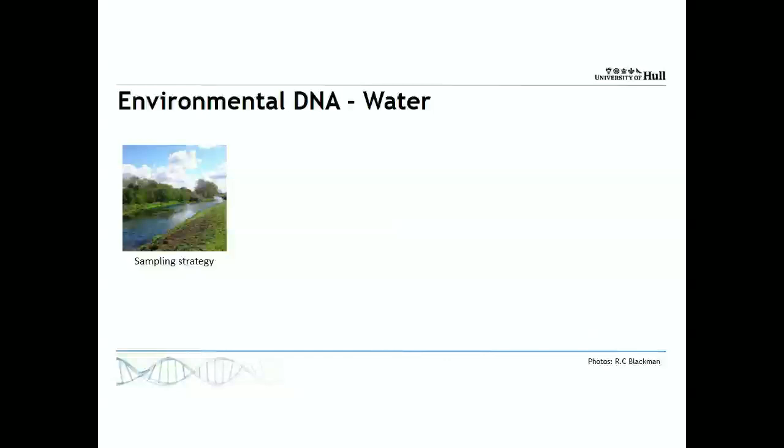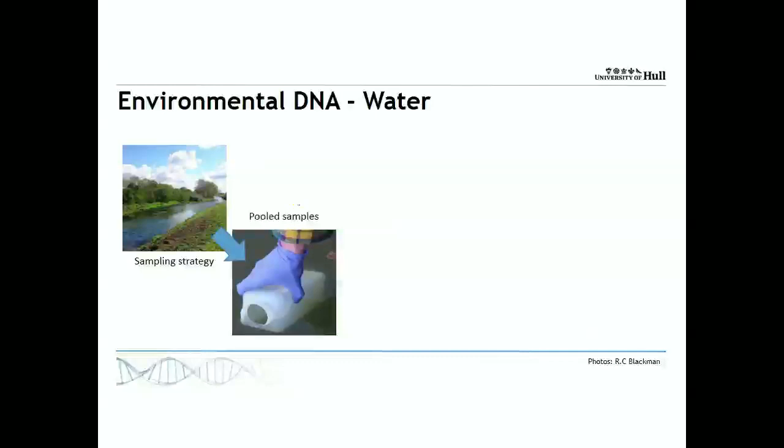What I do is I go out and I take three or four samples, like 400, 500 milliliter samples, and I pool them into a 2-liter bottle. So I take them across the river width, so we're taking that distribution into account when we sample.